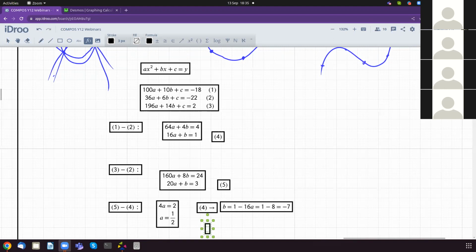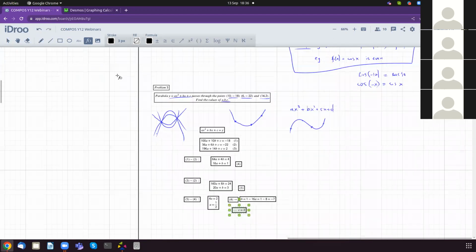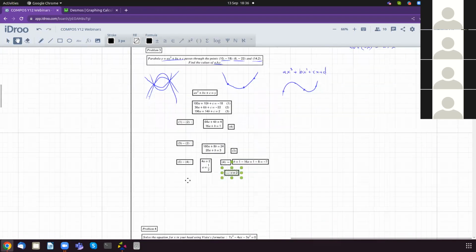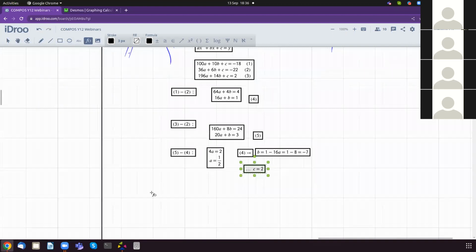So then you find c. Well, c, I won't bore you with the details. c is 2. And we found the parabola. We found a, b, and c. So the answer: y equals a half x squared minus 7x plus 2.